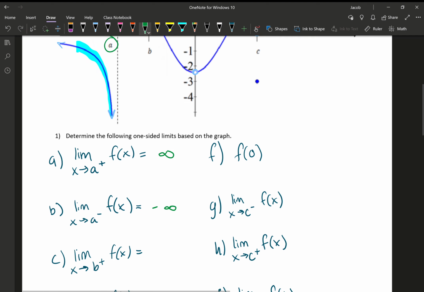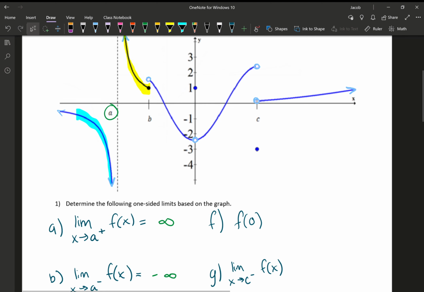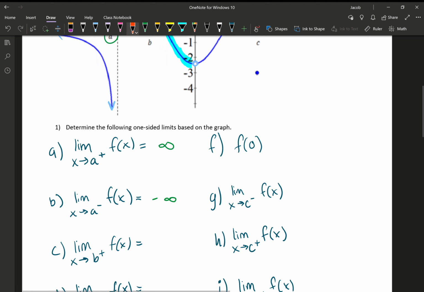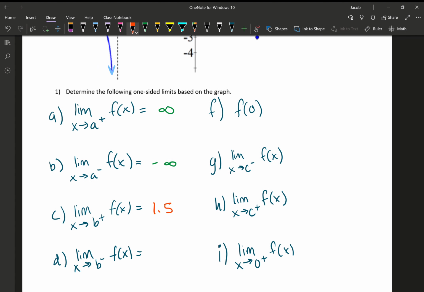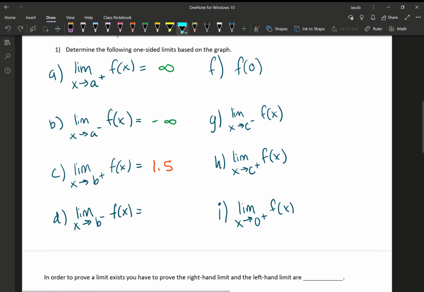For c, what's happening on the right side of b? The right side of b is over here. We can start from this piece and work our way left to find the right side of b. The y value looks like it's 1.5 just about. On the left side of b, looks like it's hitting at the y value 1. Follow this graph towards the left side of b, and you should get 1.